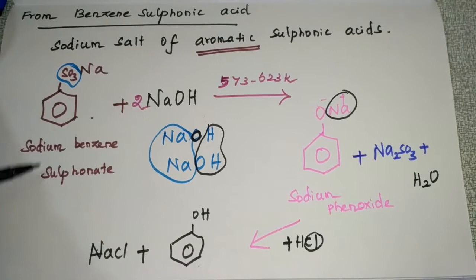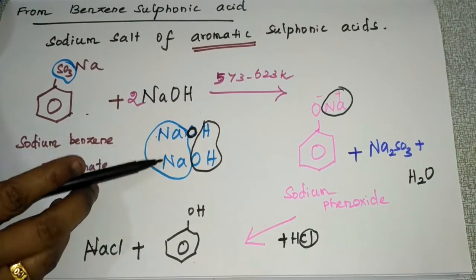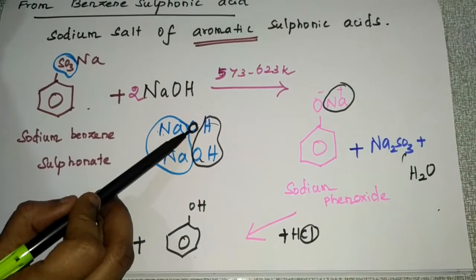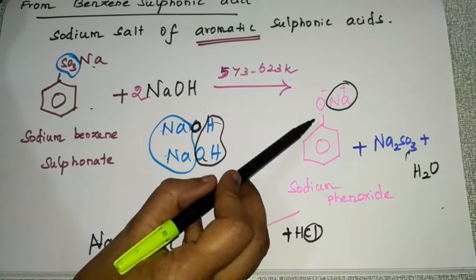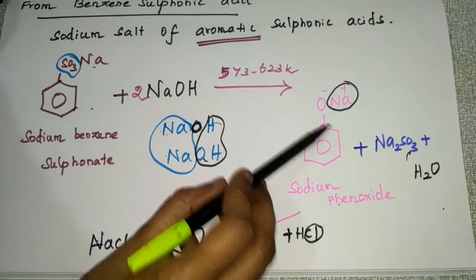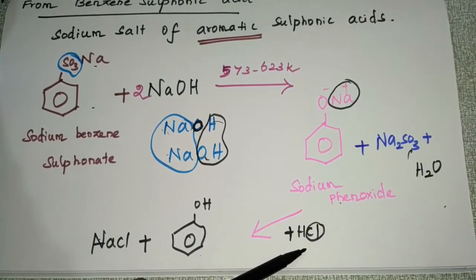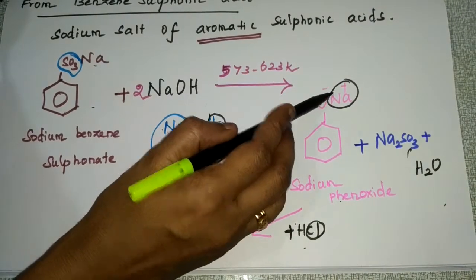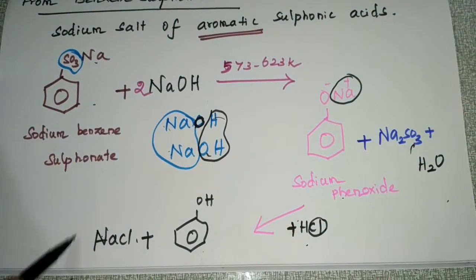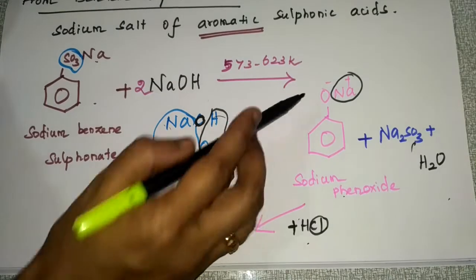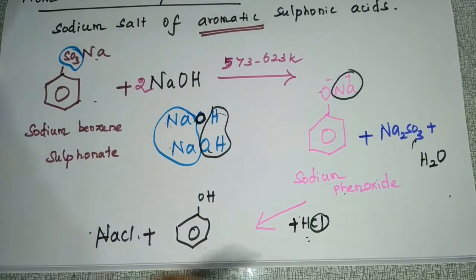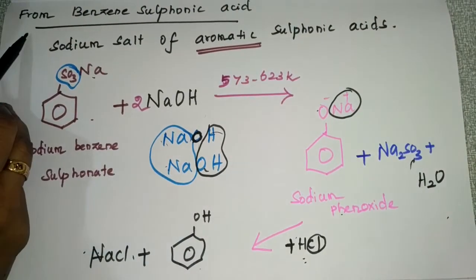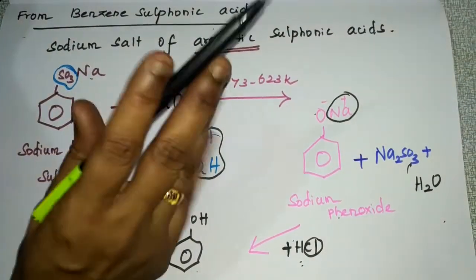So sodium benzene sulfonate, 2 NaOH, Na2SO3 will come out, water will come out, then this O minus and this Na plus form sodium phenoxide. To this sodium phenoxide you are going to add HCl, and this will get split into H plus and Cl minus. Na plus and Cl minus will combine and get removed as NaCl, and what else is remaining? O minus and H plus, that will give you phenol. So this is how phenol is prepared from benzene sulfonic acid.